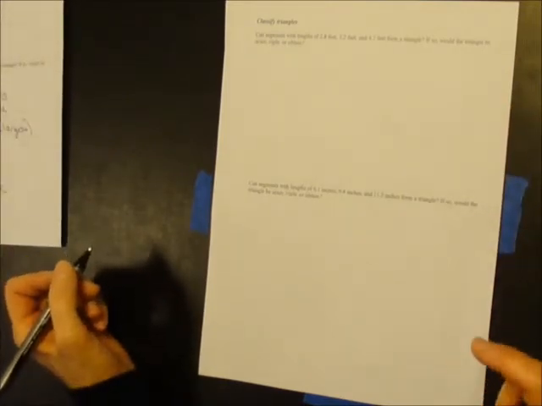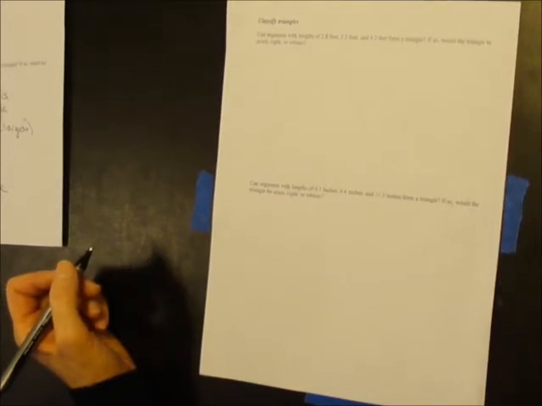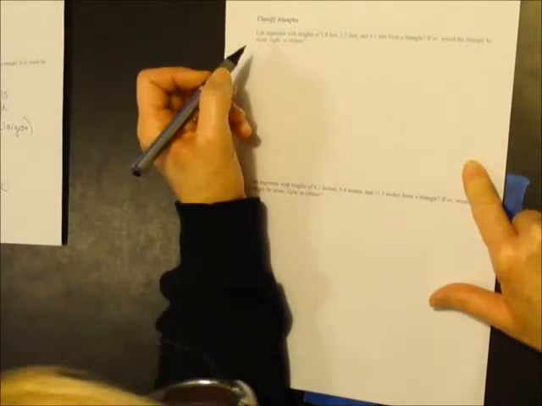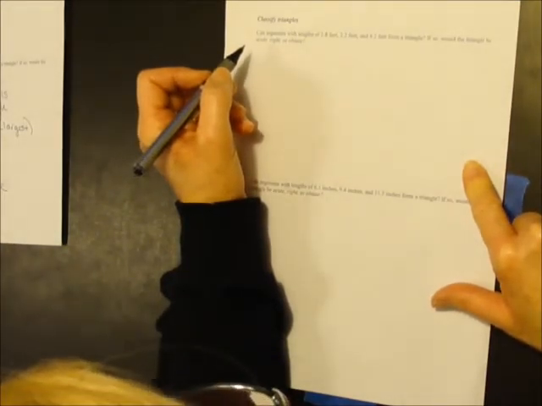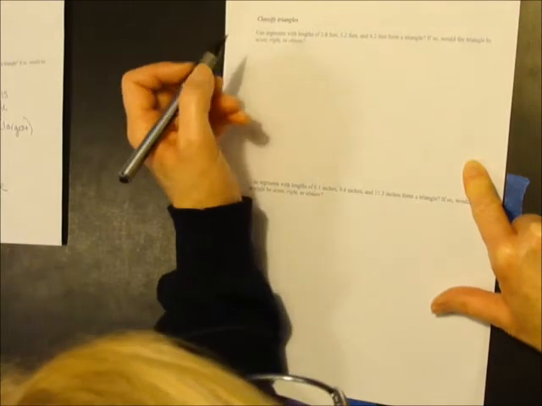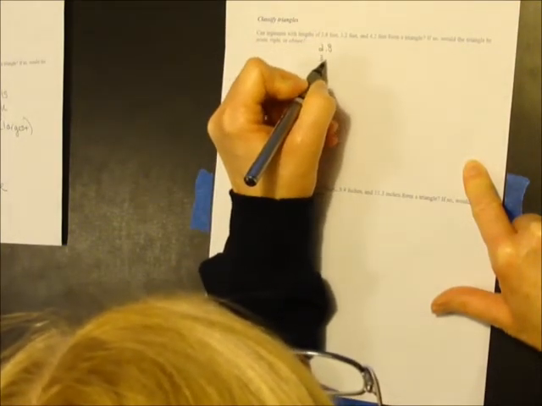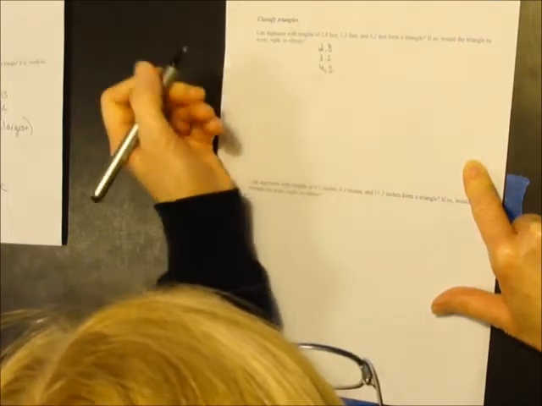Okay, if you look at this, it says, can segments with lengths of 2.8 feet, 3.2 feet, and 4.2 feet form a triangle? So we have to answer that question first, and then we answer the question of, if so, would it be acute, right, or obtuse? Now, remember, to decide if it's a triangle, two sides added together always have to be larger than the third side. So here's my three sides, 2.8, 3.2, 4.2.